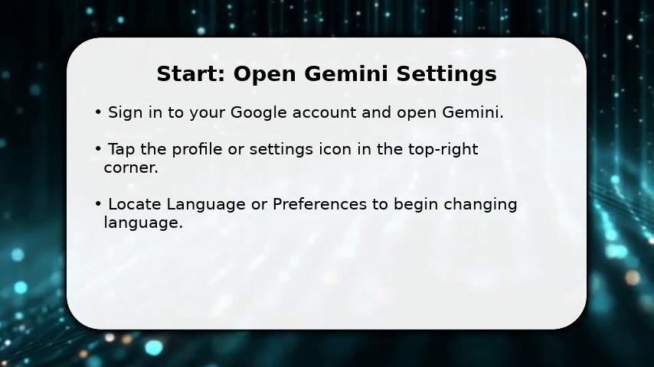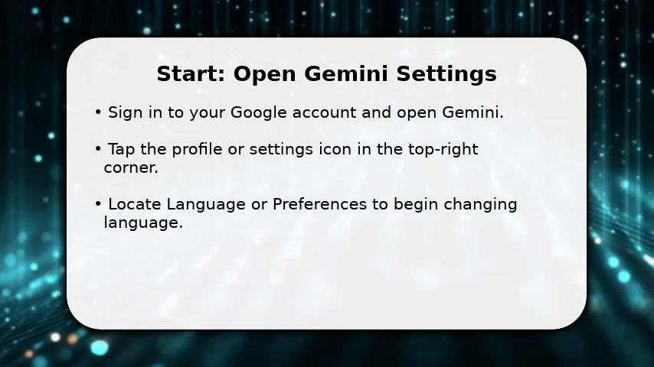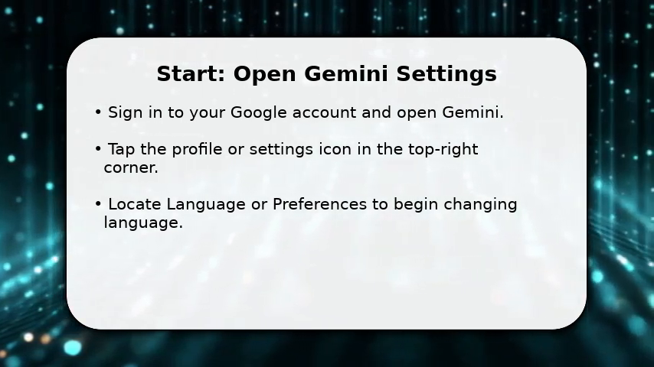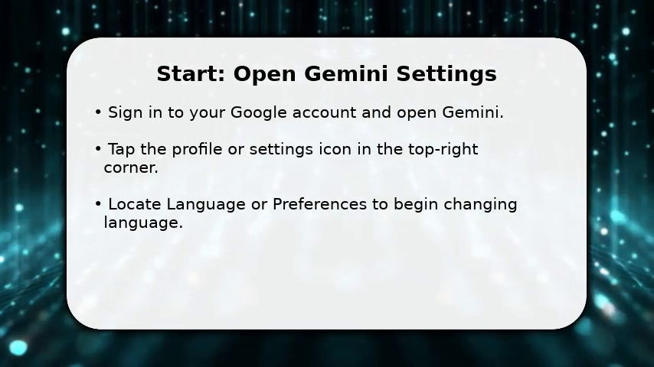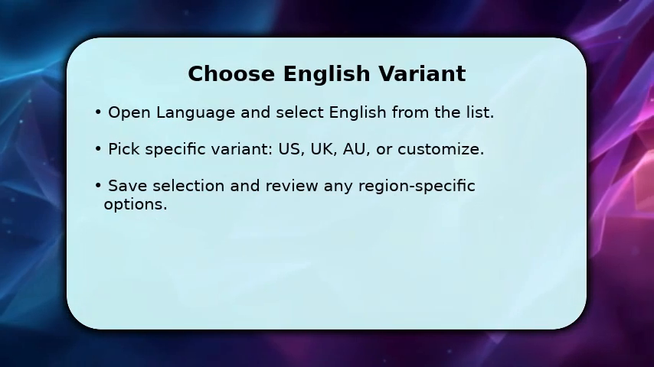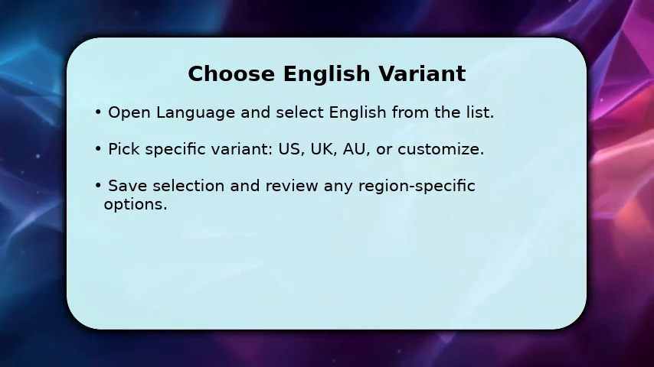Scroll until you see Language, Preferences, or General. At this stage, you're preparing the change. Do not confirm yet. You need to pick the right English variant next to avoid regional formatting mismatches. Now you'll pick the English variant because small differences matter for spelling, date formats, and tone.